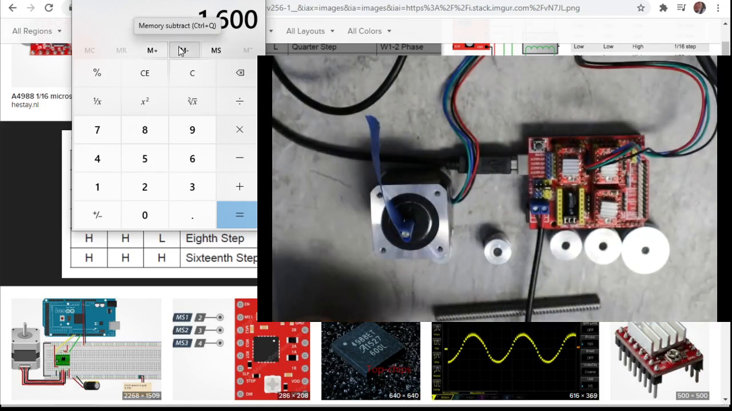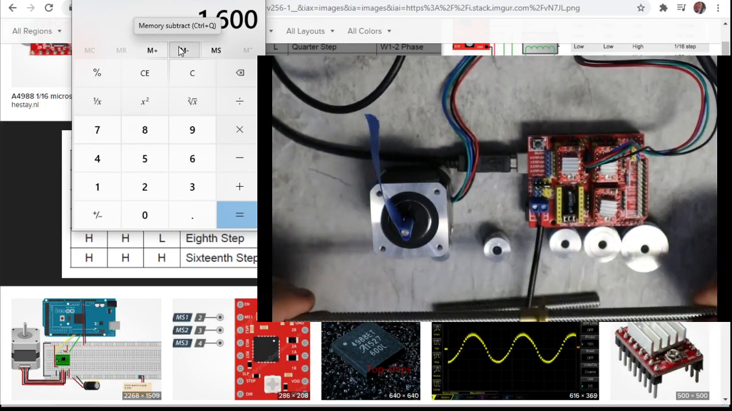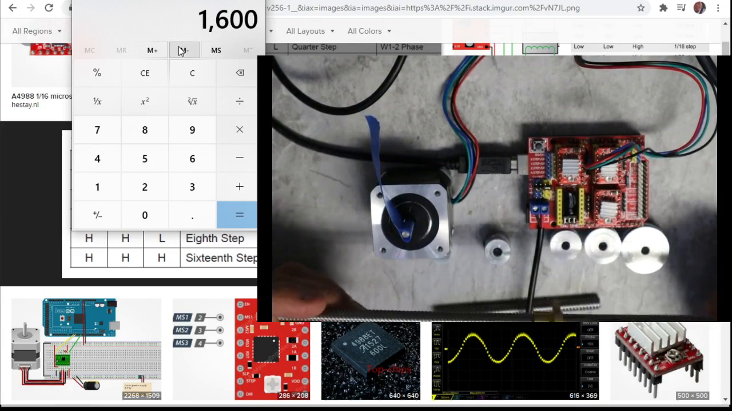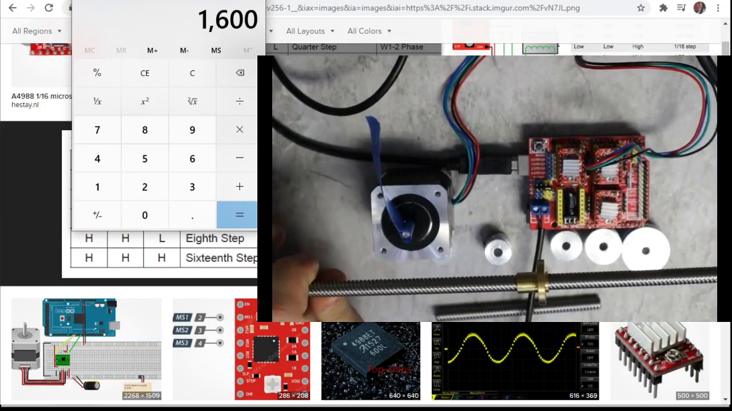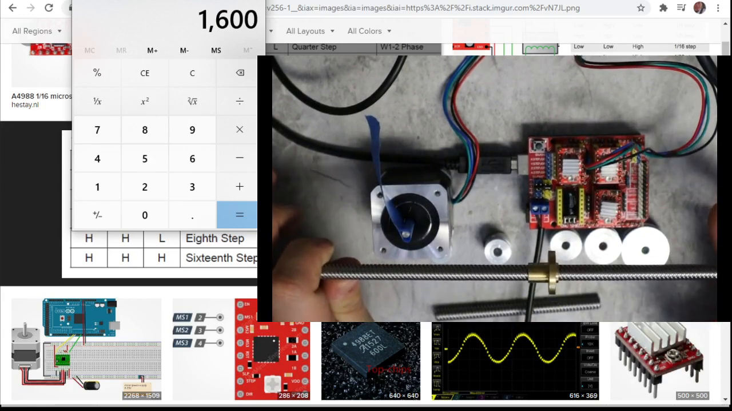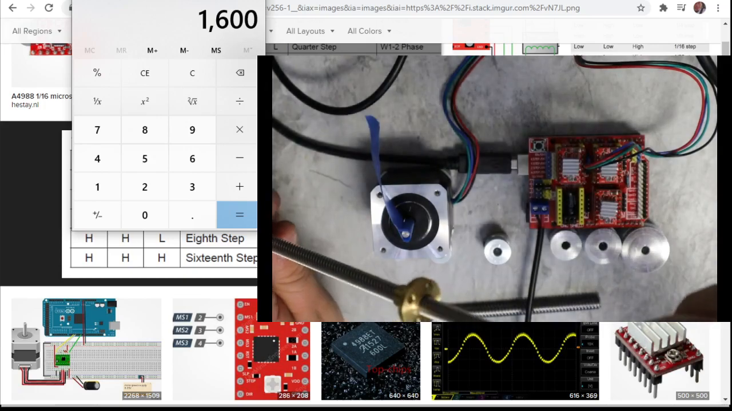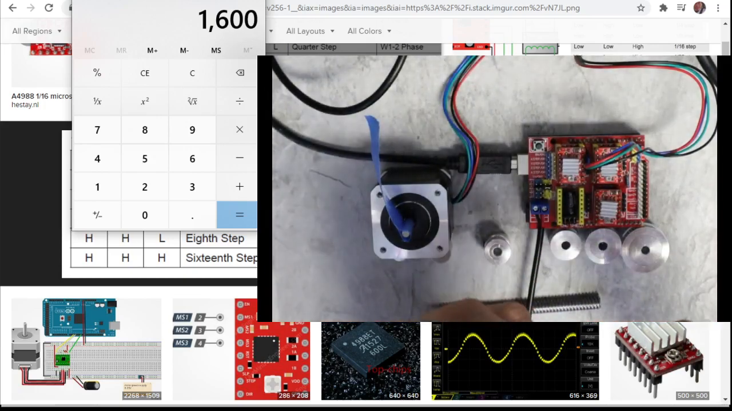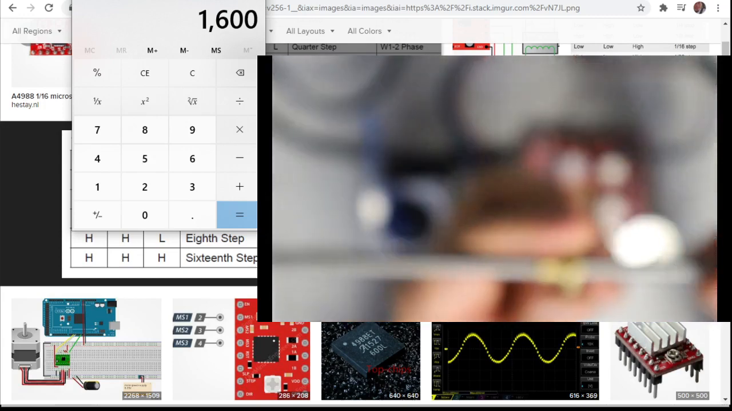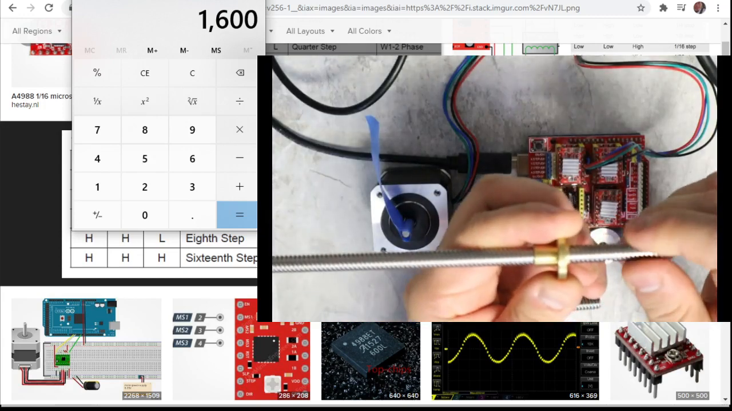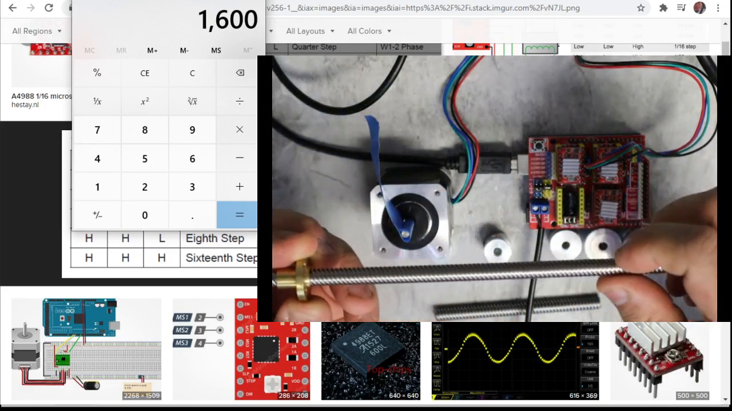Let's do the math on the 8 millimeter lead. Now, this is what most of your 3018 hobby CNCs have, 8 millimeter lead CNC screws. Okay, so let's do the math here. 8 millimeter lead means that every full revolution, it's going to move 8 millimeters, right? So as I move this, every revolution moves 8 millimeters. Okay.